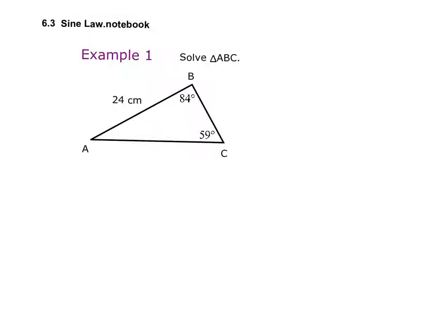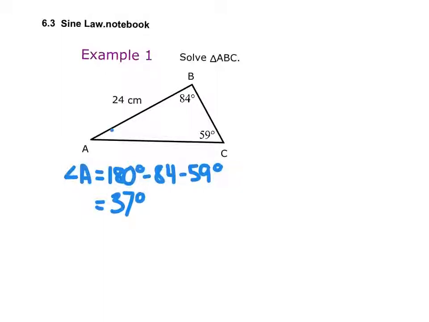Solve triangle ABC. So what they're asking us to do is to solve the entire triangle. The first thing you might notice is that right away we could solve angle A. We could solve angle A because we know that 180 degrees subtract 84 degrees, subtract 59 degrees, leaves us with an angle of 37 degrees. So if you want to, you could plug that in.